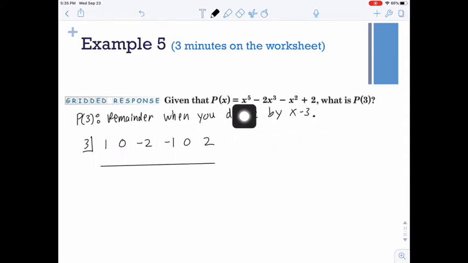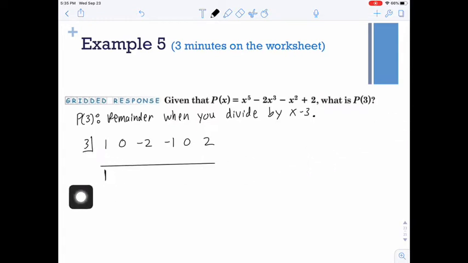So notice we have x to the fifth, there's a 1 in front, and then we go from x to the fifth to x cubed. We're missing the x to the fourth, so we put a 0. Then we have negative 2x cubed, so we have negative 2. We have minus x squared, so that's negative 1. And then notice we go from x squared to 2. We are missing the x term, so that's 0 x's, so put a 0. And then we have our constant plus 2. Then we're going to bring down our first coefficient of 1, and now we're ready to go.